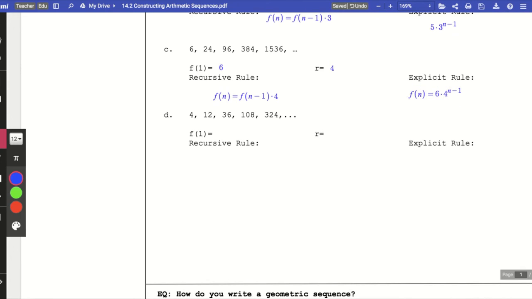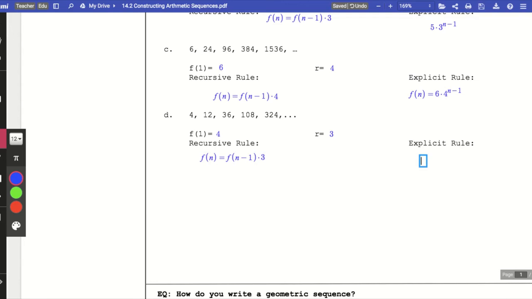Okay. Next, 4, 12, 36, 108, 324. Well, it looks like I'm multiplying by 3 each time. So again, common ratio is 3. And the first term is 4. So this is really pretty simple. So then if I'm writing my recursive sequence, f of n is equal to f of n minus 1 times 3, the common ratio, right? So that's pretty simple.